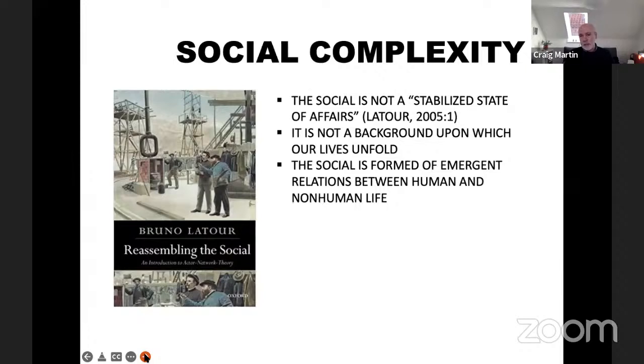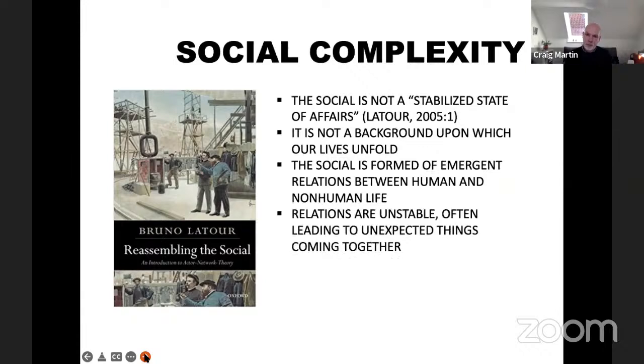The key for me more than anything is this idea of emergent relations. So there isn't this stable, homogeneous background that we just act upon; rather, the world is developed through these relations between us and other non-human life. So this notion of emergent relations is absolutely central to this idea of social complexity.